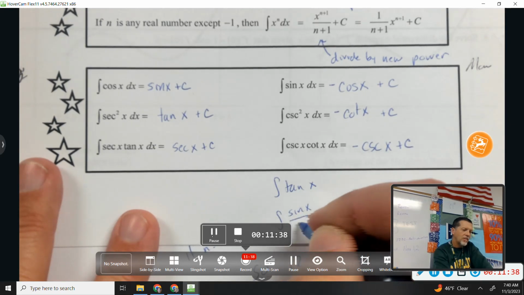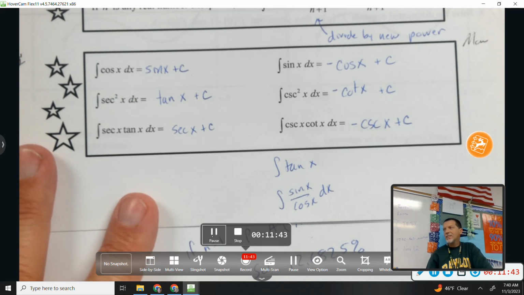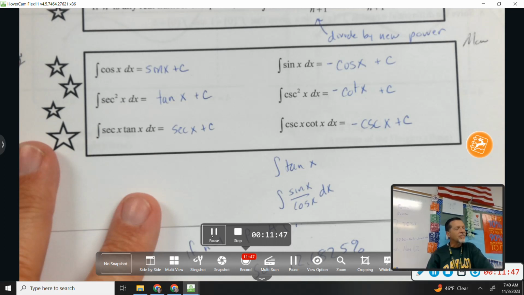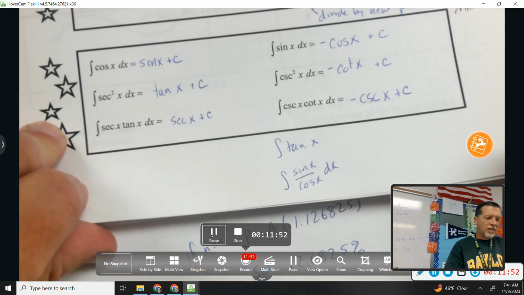Because tangent is sine over cosine. We will leave it alone at that for now. It's harder than the others because it's not an easy answer. Like we'll get there, just not yet.